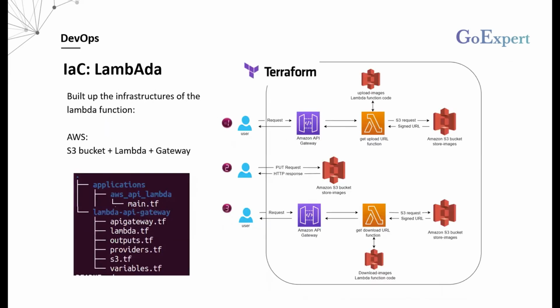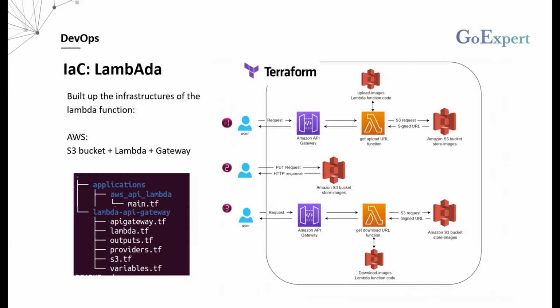Hello everyone, I'm Ada, the DevOps engineer of this project. In my part, I will show you how we use Terraform to construct 2 Lambda functions. One is for uploading images, and one is for downloading images. This structure consists of 2 AWS Lambdas, 2 API gateways, and 3 S3 buckets. 2 of the 3 buckets are for Lambda function code, and 1 bucket is for image data.